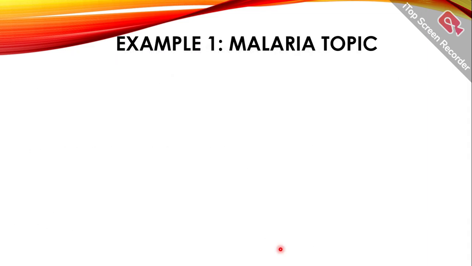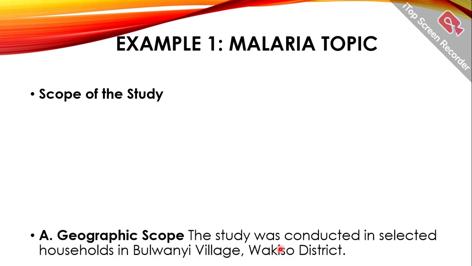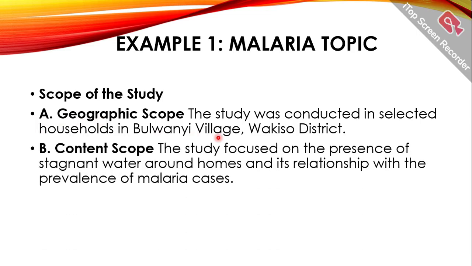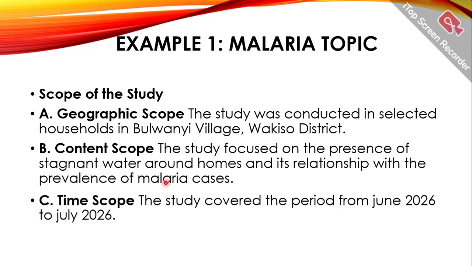Take the malaria topic as an example. If this person had a scope like this, the study was conducted in selected households in Mulwanyi village, Wakiso district, and the content scope, the study focused on presence of stagnant water. You see the variable? The study focused on presence of stagnant water around homes and its relationship with prevalence of malaria cases. So there are two variables here, this one, and then the variable is the prevalence of malaria cases.